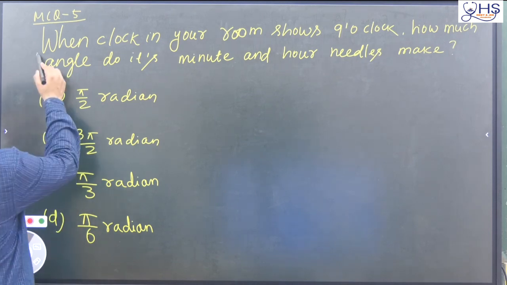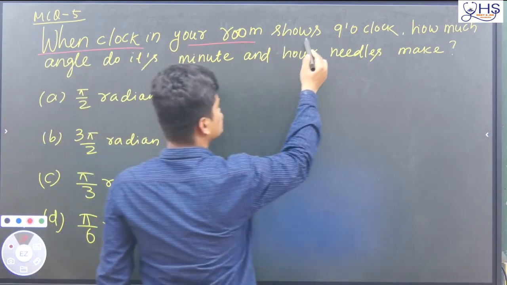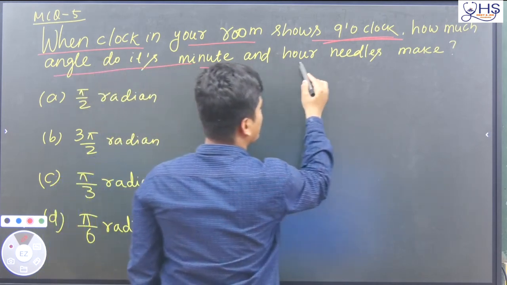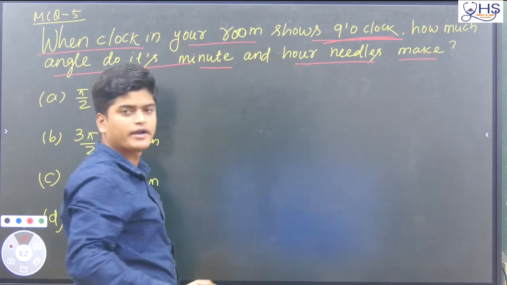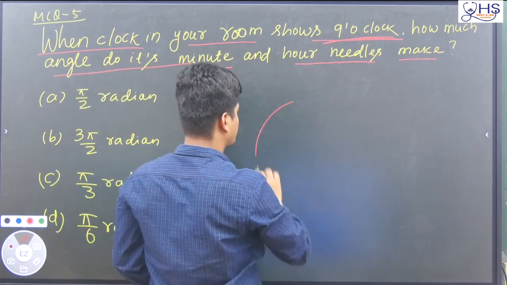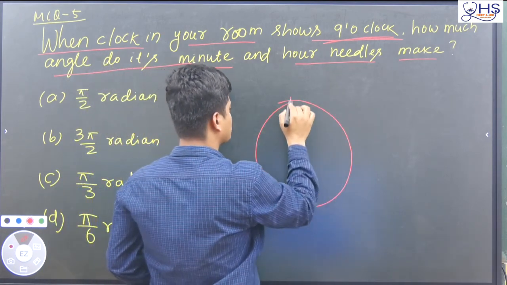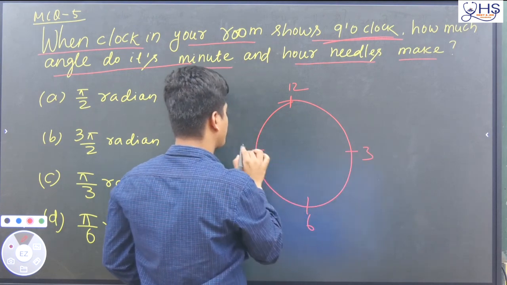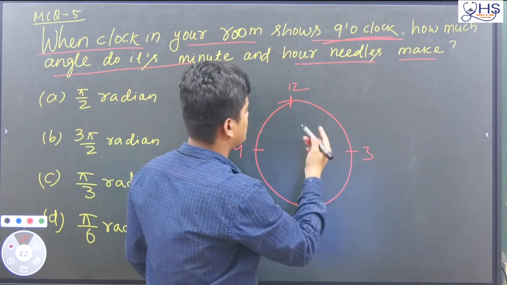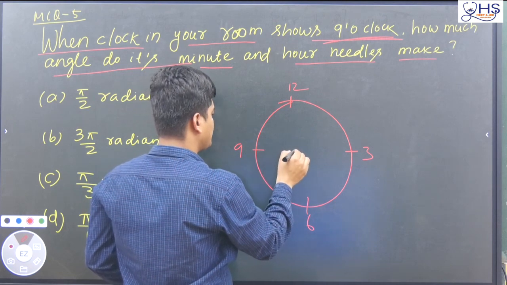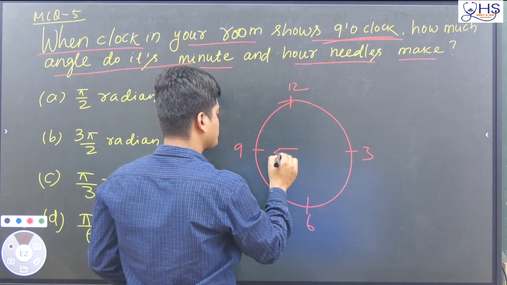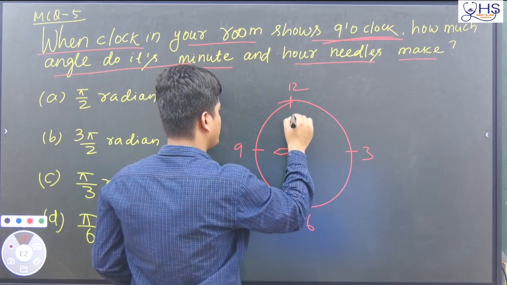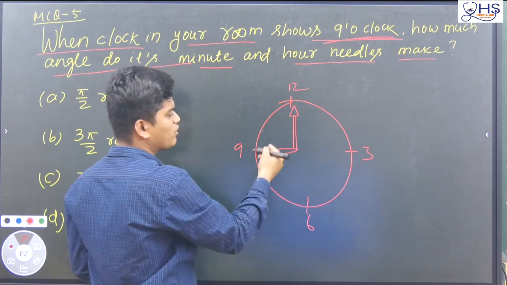Okay, so here it is telling: when a clock in your room shows 9 o'clock, how much angle do its minute and hour needles make? Now listen, it is just a normal question. This is your clock, so this is your 12, this is your 6, this is your 3, and this is your 9. Now 9 o'clock means this will be your hour hand, and here will be your minute hand.